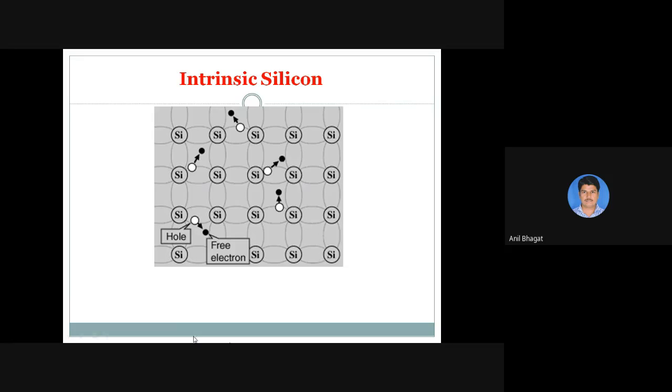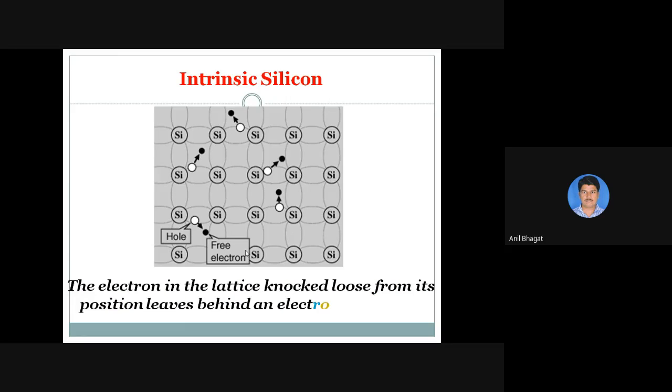Then when the covalent bond breaks, this circle is empty, a vacancy is available here, and the vacancy we call the hole. This dot, the darkened portion, we call the free electron, because it moves from one place to another. An electron in the lattice knocked loose from its position leaves behind an electron deficiency called a hole. This is very important. I already told you that.